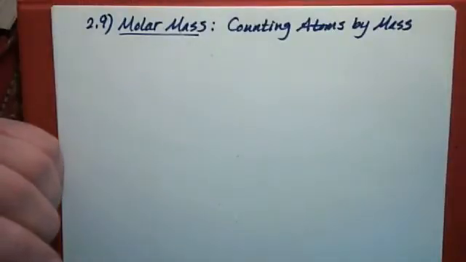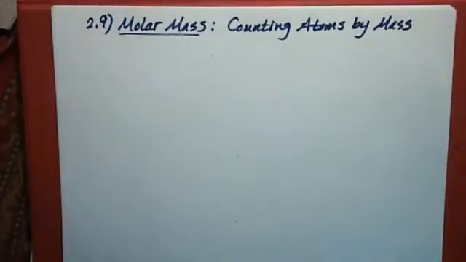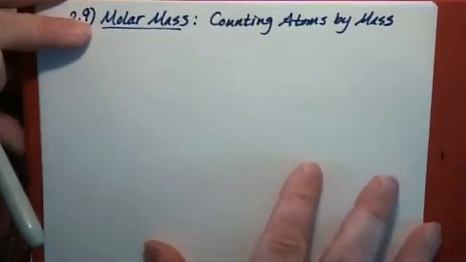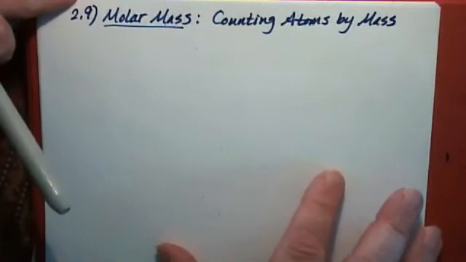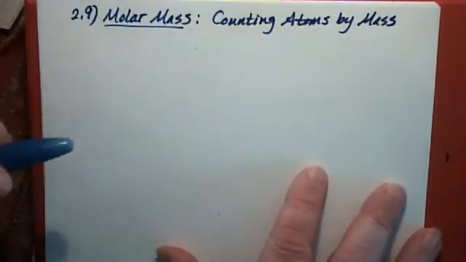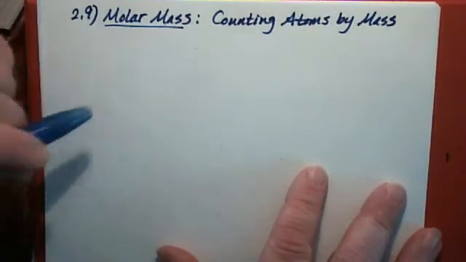Okay, next we move on to section 2.9, which is about molar mass. Molar mass introduces the concept of the mole, which sounds kind of silly. Why would we be talking about silly little burrowing rodents in a chemistry class? But actually, the mole is a very important quantity in chemistry.